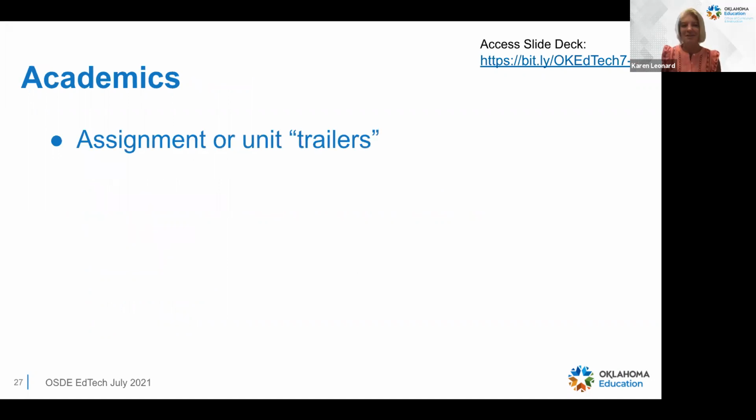And then we get to some of the fun parts. You can use video to introduce new units. So if we're going to be writing maybe a choose your own adventure story, or we're going to be studying volcanoes, you could make a trailer similar to something that you might see at a movie theater. Just introduce it. Think of what a hook that would be.